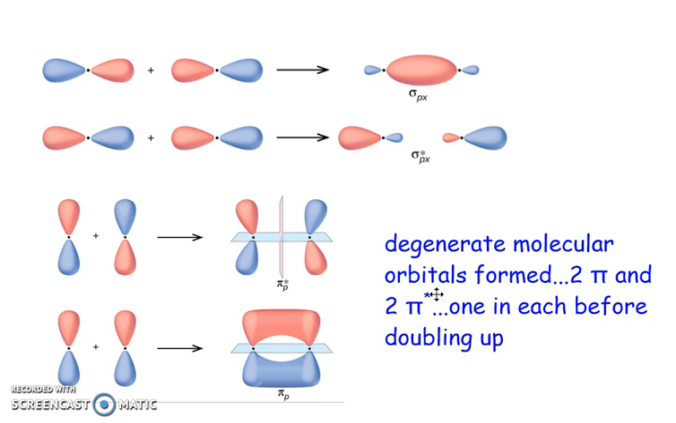Now I'm going to have two p orbitals that can overlap to form the pi bond, which means I am going to be forming degenerate molecular orbitals. I'm going to form 2 pi and 2 pi star orbitals. So when that happens, remember, since they're degenerate, they have the same amount of energy. So just like when we were forming atomic electron configurations and put one in each degenerate orbital before doubling up, the same thing is going to happen with my molecular orbitals.